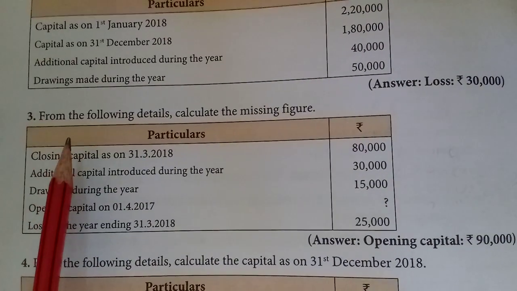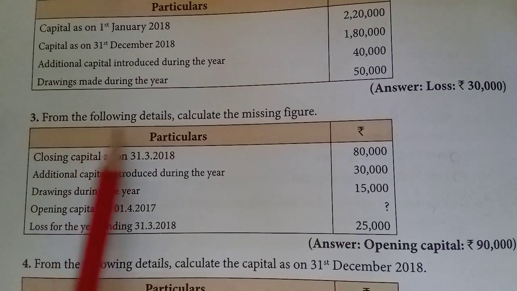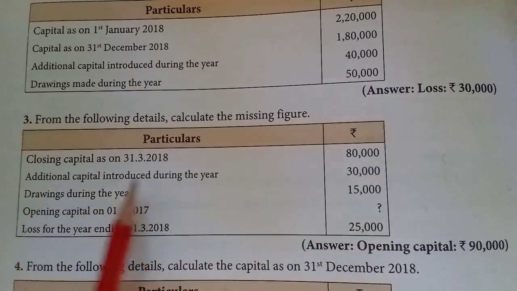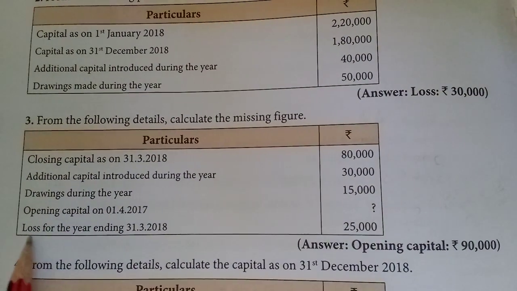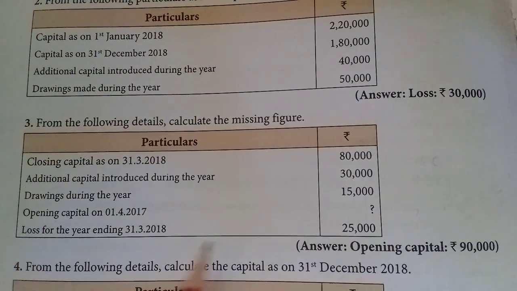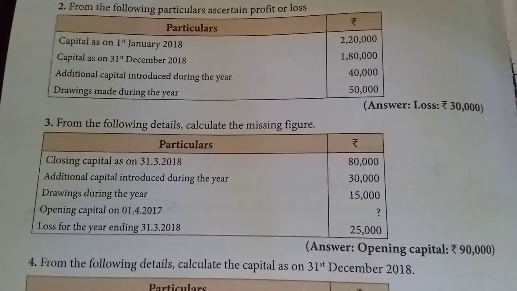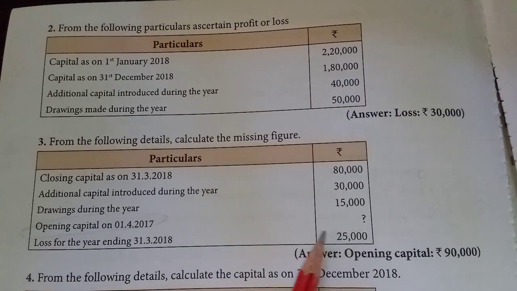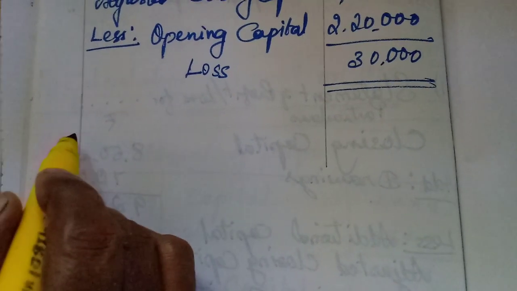Now we will see the same type in this exercise, third exercise. From the following details, calculate the missing figure. Closing capital is given, additional capital given, drawings given. Then loss they have given, and they have asked for the opening capital. Okay, shall we do this one in the notebook? I will do it, you just keep watching. Okay. Now shall we do that problem?